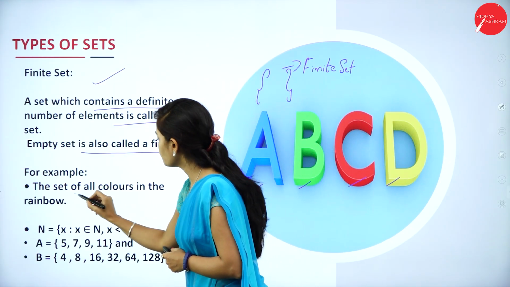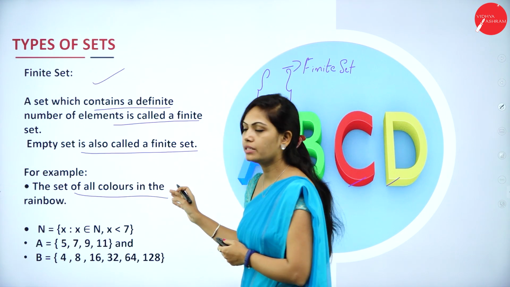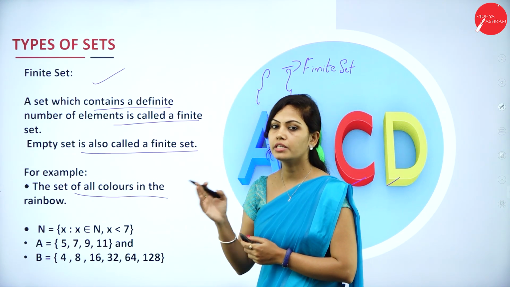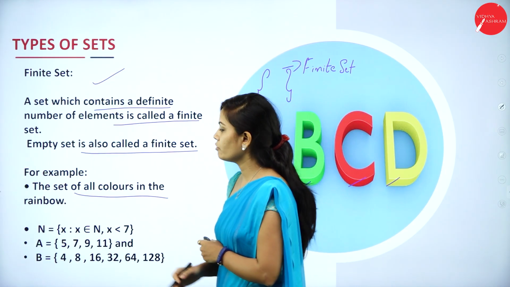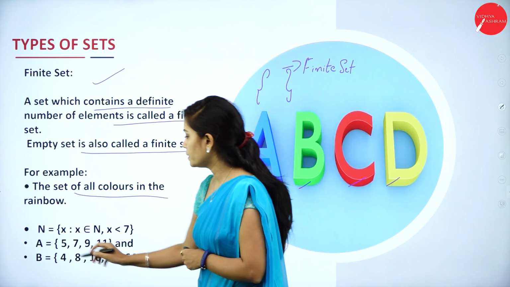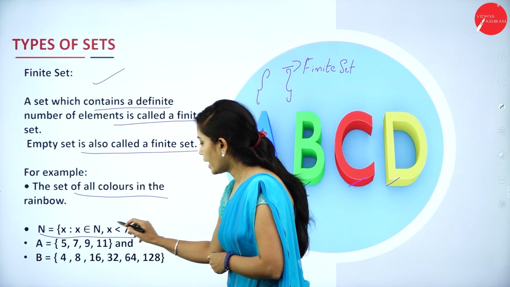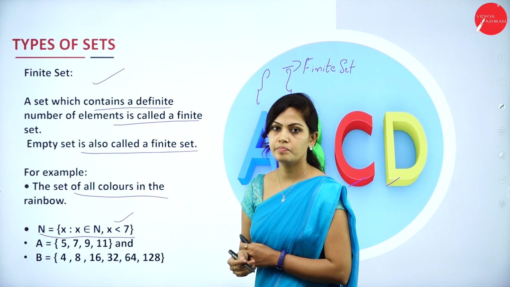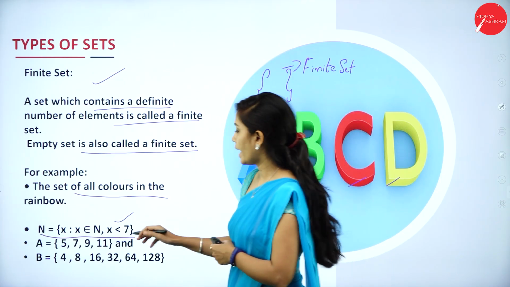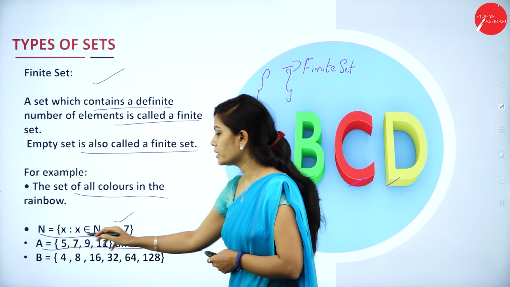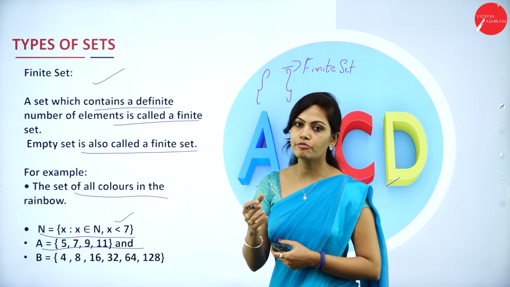Example, the set of all colors in the rainbow. Here we are able to count the colors in the rainbow. So is it a finite set? Yes, of course, this is a finite set. Another example, N is equal to x such that x belongs to N, x is less than 7. So x less than 7 means we will get only 6 digits, right? And A is equal to 5, 7, 9, 11. I am able to count this number of elements, so I can call it a finite set.